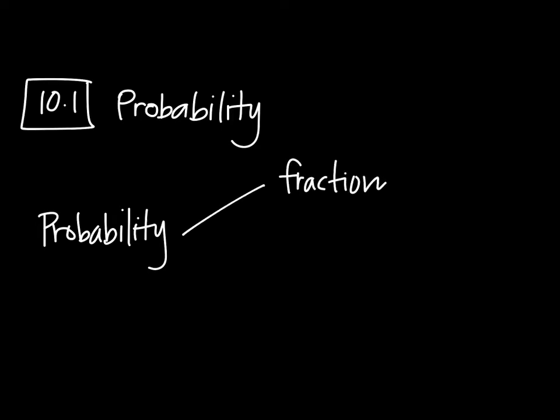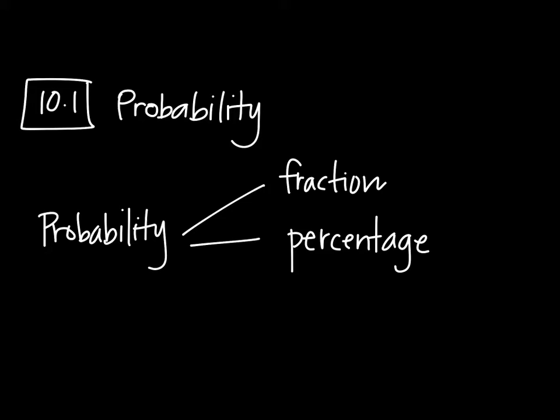How else could we express probability? Can you give it to me in a sentence? The probability that the coin will land on tails is 50%. Okay, we could do a percentage. Perfect. A fraction, a percentage, any other way, maybe as a ratio?